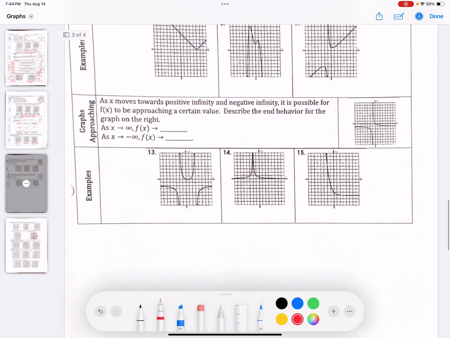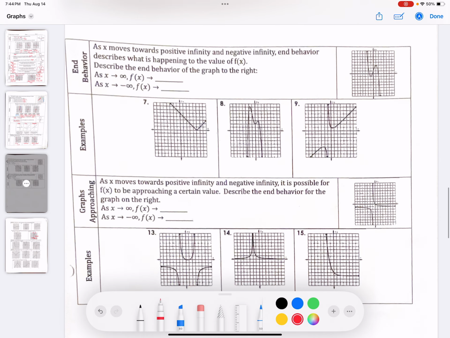So last thing we're going to talk about is end behavior. With end behavior, I always go left to right. As x moves towards positive and negative infinity, end behavior describes what's happening to the value of the function, the height of the function. We're going to describe the end behavior with the graph on the right.